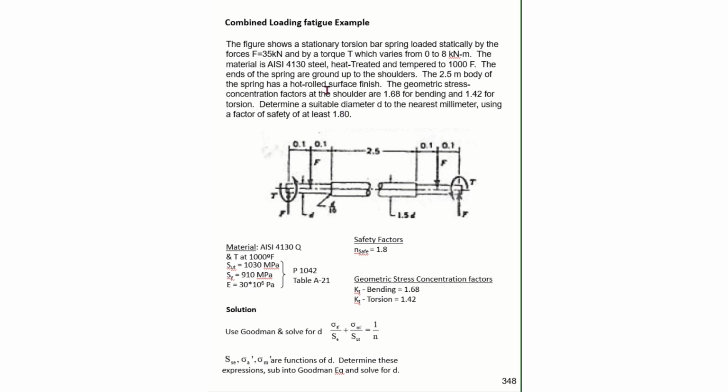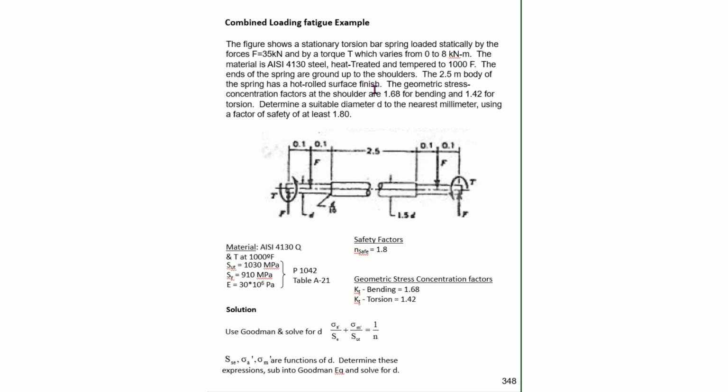Then we get into a bunch of information that will give us the ability to compute the endurance limit. It tells us the material, it's heat treated so we can get the SUT. The ends of the spring are ground up to the shoulders, so that gives us a Ka factor. The 2.5 meter body of the spring has a hot rolled surface finish, so that gives us a Ka for the other part of the shaft.